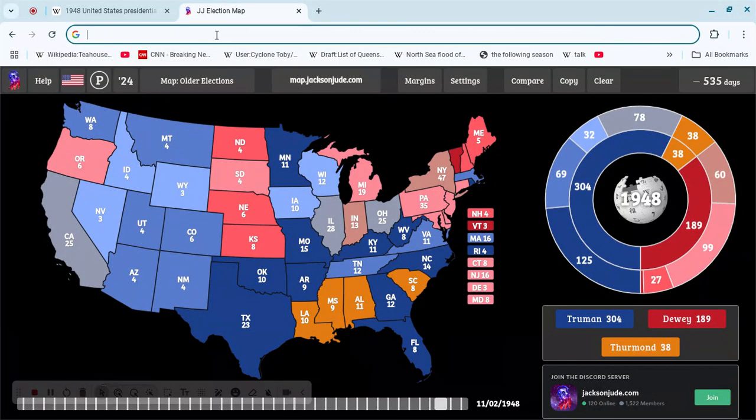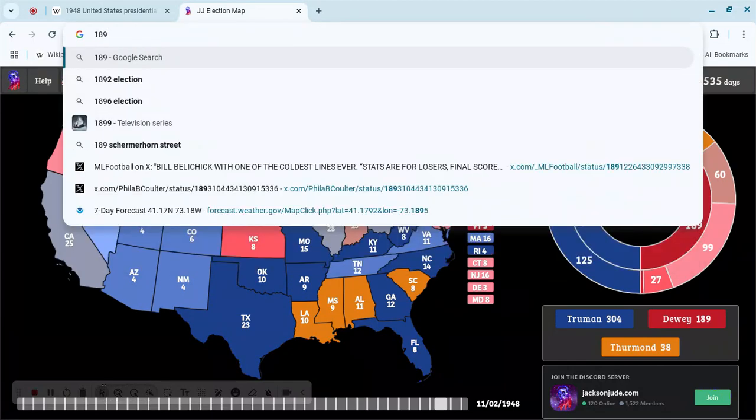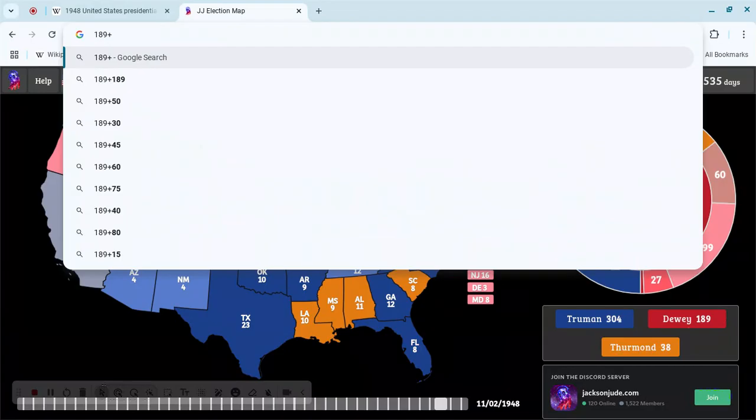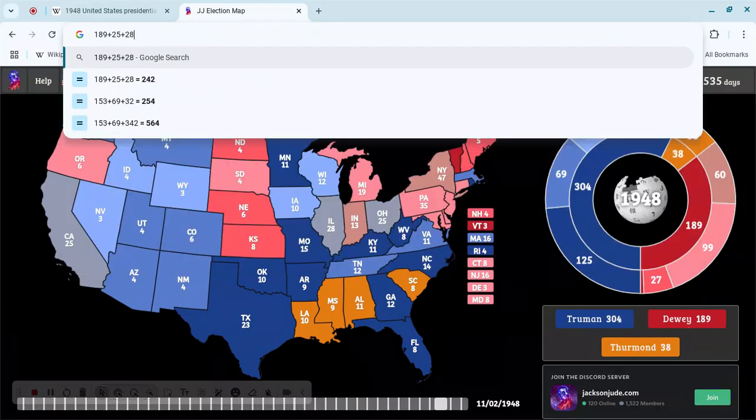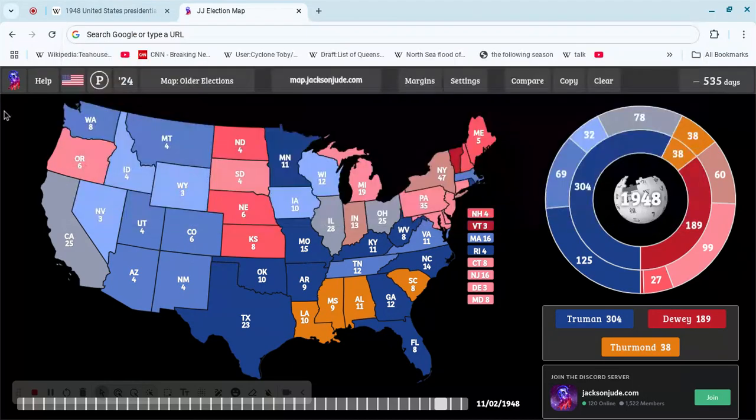Let's look at Dewey. 1 plus 189 plus, assuming the shift, 25 plus 28. Wow. Dewey actually wins if he manages to flip Illinois. So a 0.9% shift is still enough. So the Electoral College bias didn't go away as much as I thought.